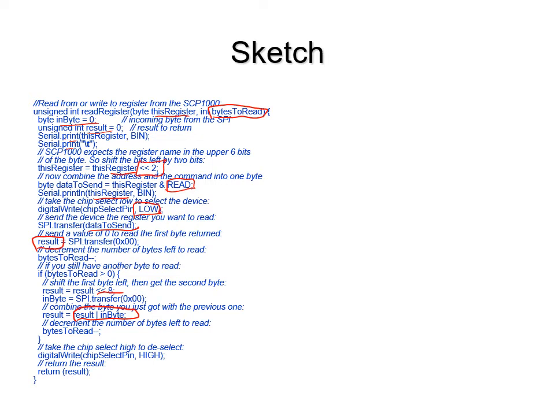Okay, and after the data has been read completely, we release the sensor by deselecting it, writing pin 6 to become high, and then return the result.